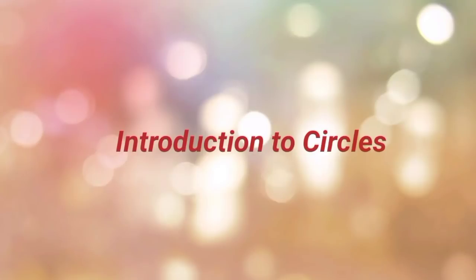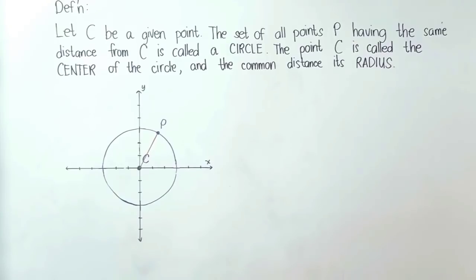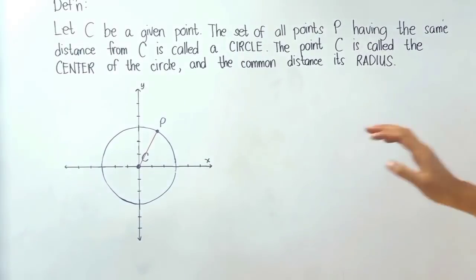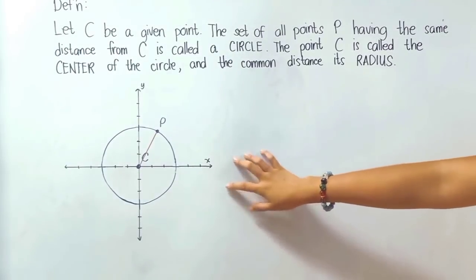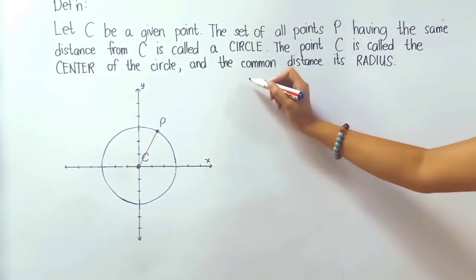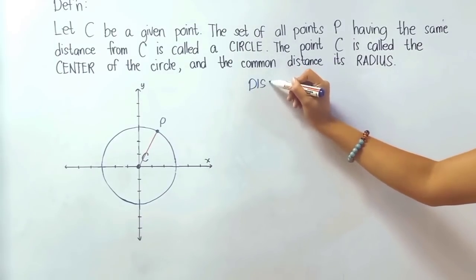Hello everyone! We are now in the Introduction to Circles. Definition. Let C be a given point. The set of all points P having the same distance from C is called a circle. The point C is called the center of the circle and the common distance its radius. As you can see, we have a sample circle here with the center C and the point of a circle called P. Getting the radius of the circle will lead us to the standard equation of the circle using the distance formula.